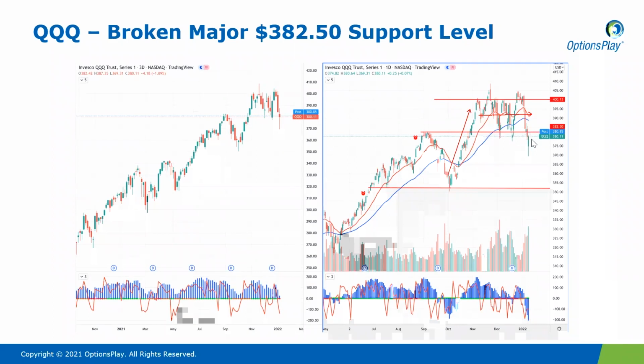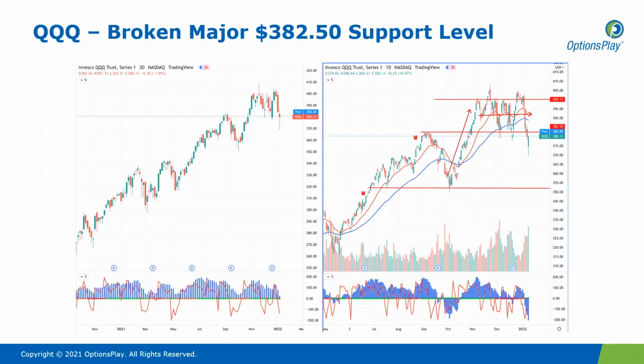And from there, on Friday, I should say, we saw an initial breach below that level. And yesterday we saw price close below that level again. So fairly concerning.